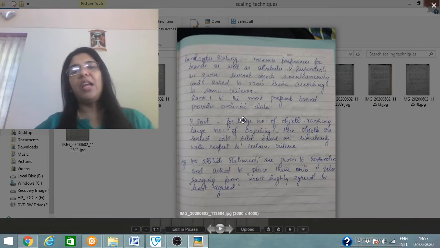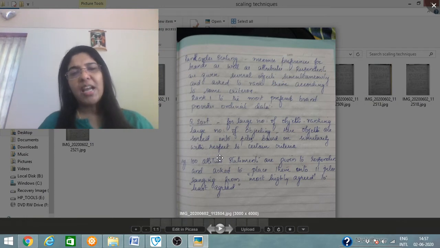One of the areas which I stated when I started with the scaling techniques is that in rank order, if you are given 10 variables, 10 into 10 minus 1 by 2 times, that is 45 paired comparisons can be done. But if the number is higher, if you have 20 variables, 20 into 20 minus 1 by 2, it is very difficult. So you cannot use rank order in that particular case.